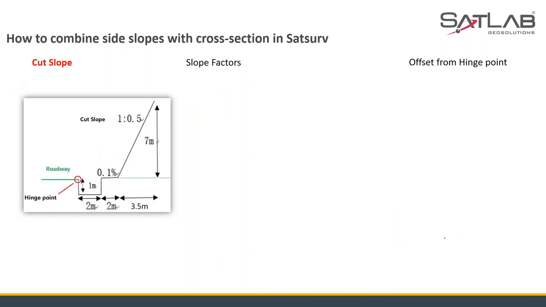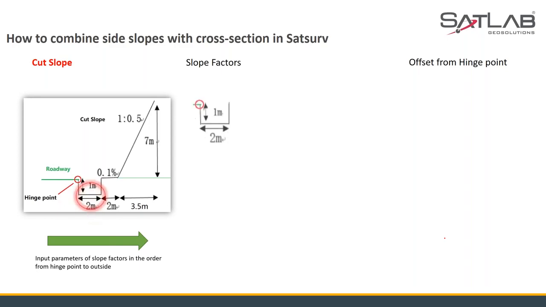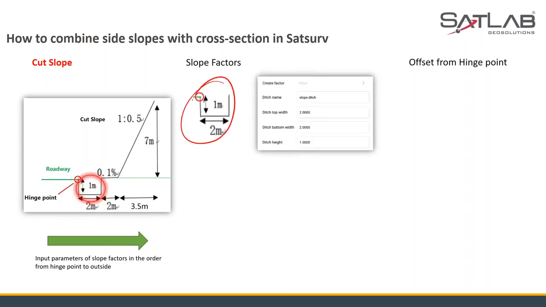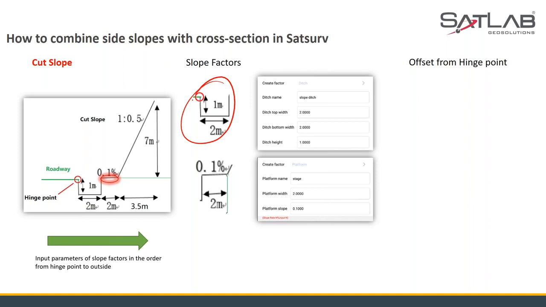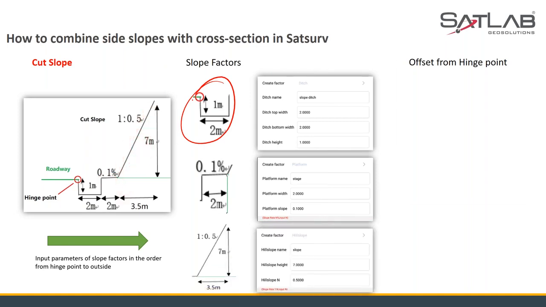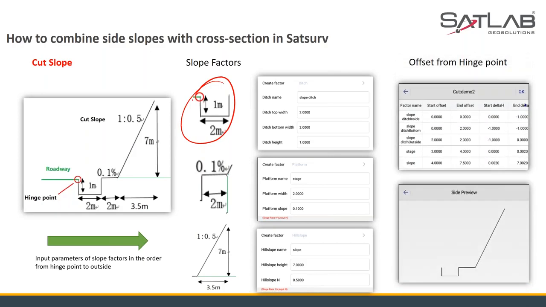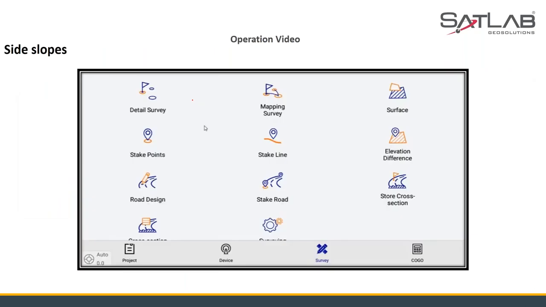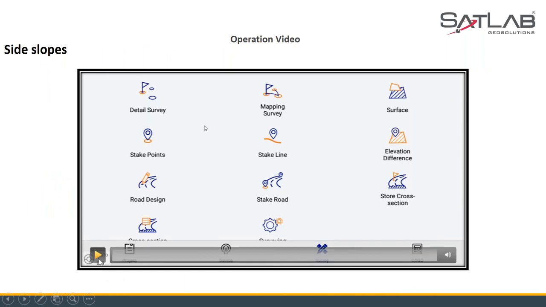And then comes my cut slope. Cut slope is easy, simple. It's just a reverse of the fill slope. So first, we are designing the ditch, that here is the drain. And we are designing the stage, and after then we are designing the cut slope. That's it. These are offsets of hinge points right here. So once we are done with it, we have the video over here for the side slopes.